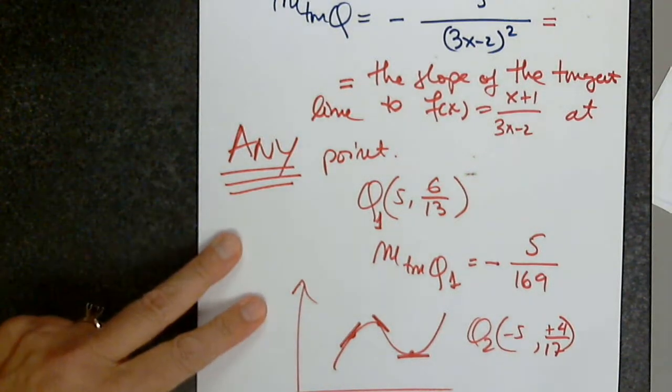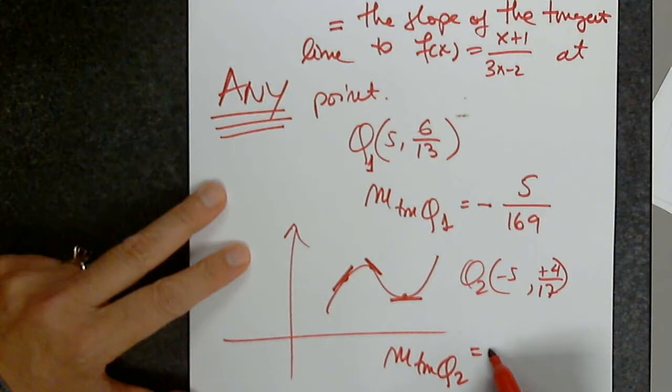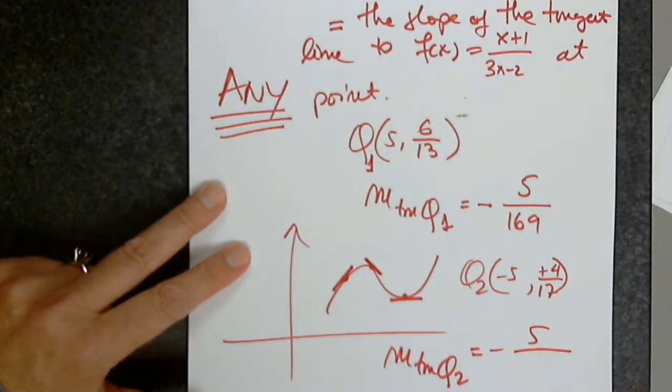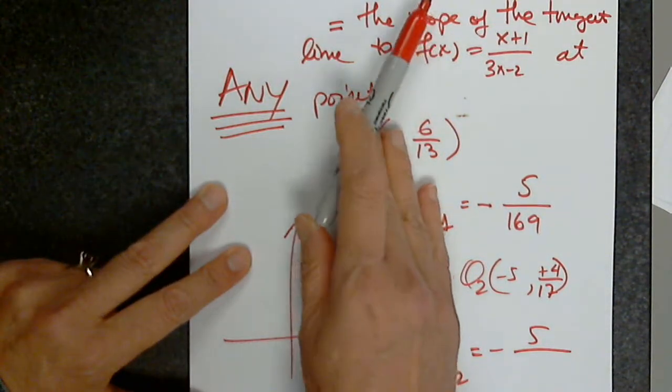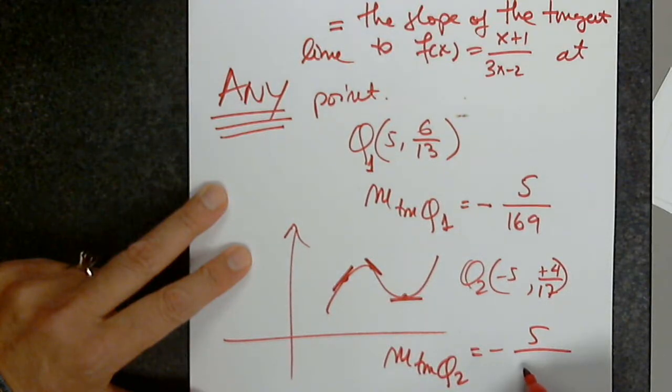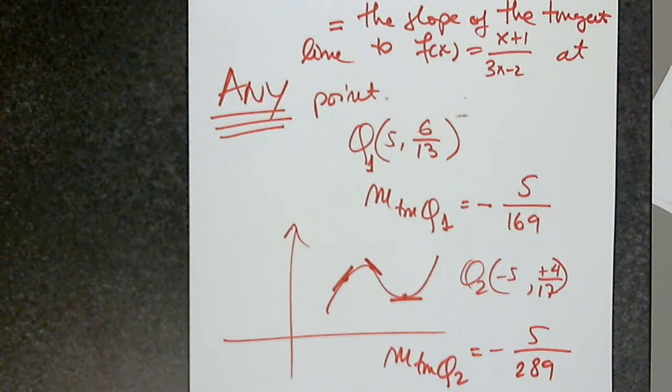How much is that? Negative 5 at the top, and the bottom is negative 17 squared, 289. This is it. And I can continue forever.